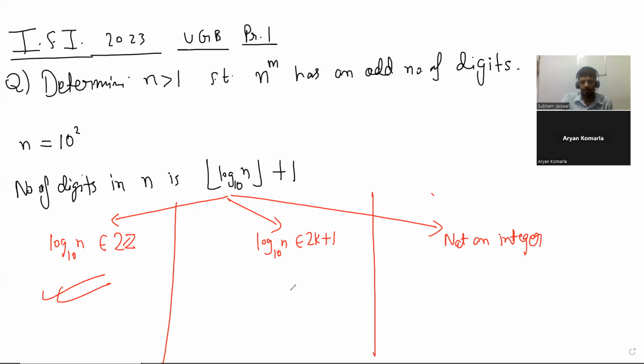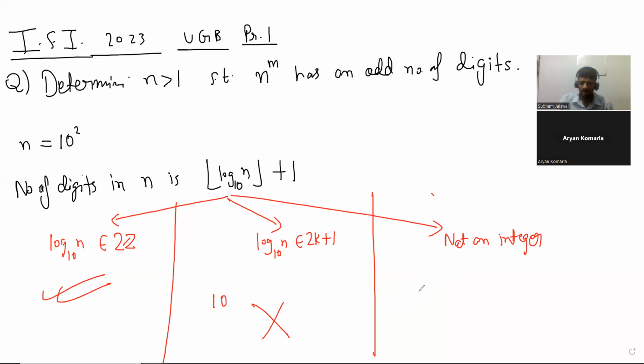When it is an odd integer, like 10 to the power 3, for odd powers what we get is odd times odd, which is odd, plus 1, which is even. So it does not work. And if it's not an integer, then what I reasoned was the fractional part of log base 10 of n is non-zero, and at some point it will not be an odd integer. It will take all values.